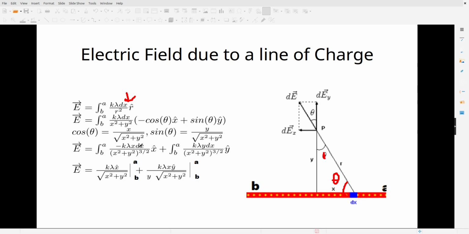Our field, the x component of the field, becomes negative k lambda times x, because we have the r, and now this becomes r to the 3/2. We have r squared here, and we have this other r here.